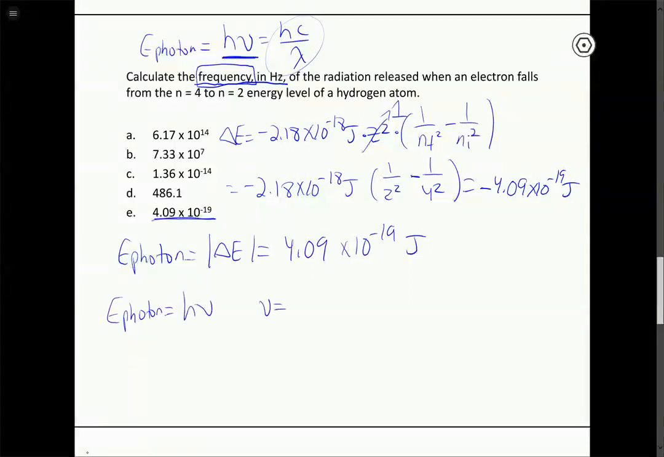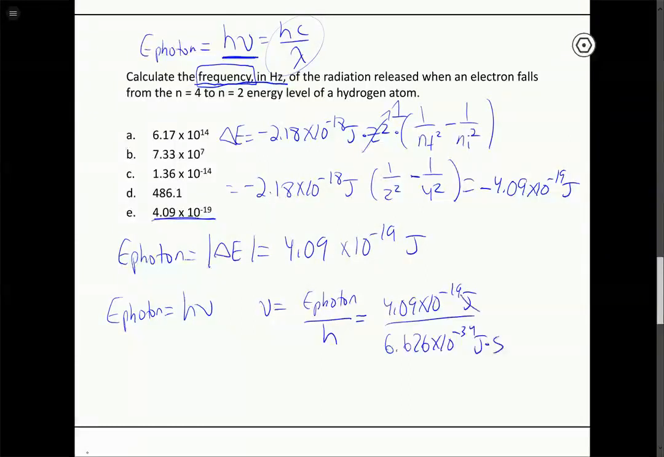So that means nu is equal to the energy of the photon divided by h. And so we get 4.09 times 10 to the minus 19 joules divided by that constant 6.626 times 10 to the minus 34 joule seconds. Joules cancel out. We get an answer that's in inverse seconds or hertz, which is equivalent.